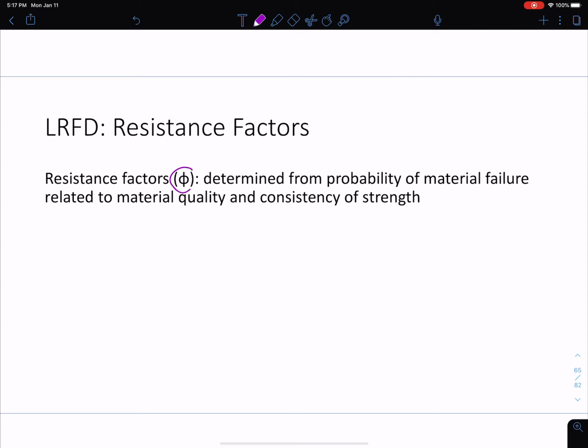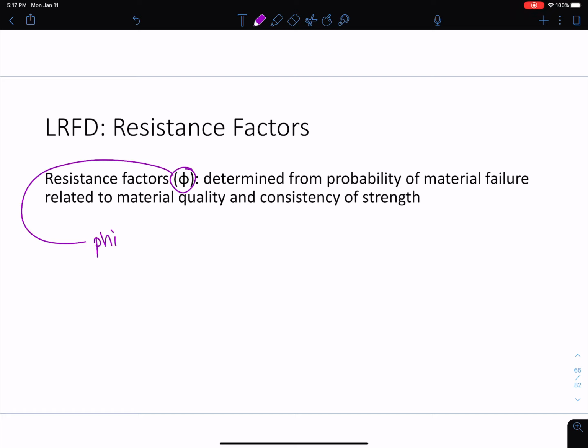So for resistance factors, we use this Greek letter called phi. We spell it P-H-I. And this is also determined from probability, but this is determined from the probability of material failure related to quality and strength. Okay, so I'm gonna give you guys an example of this. So for concrete, you'll see that we have smaller factors than steel.